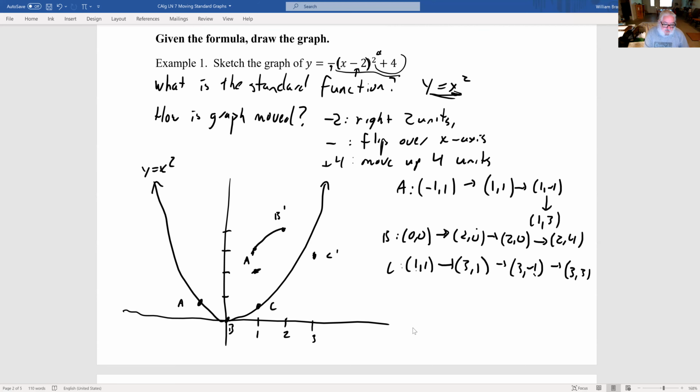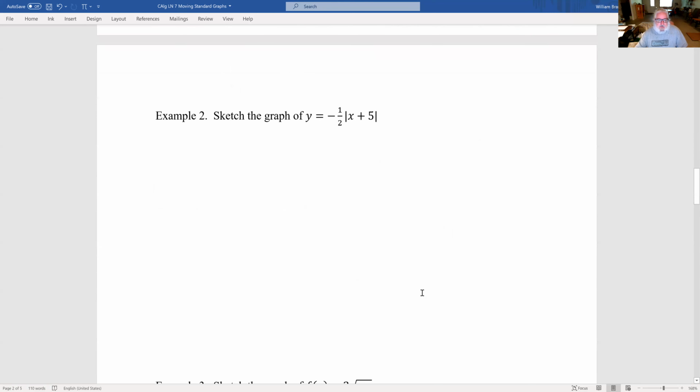And so we just draw in the parabola going through those 3 points, and you get something that looks like that. All right, so if you keep track of where those 3 points go, you can figure out where the graph is.